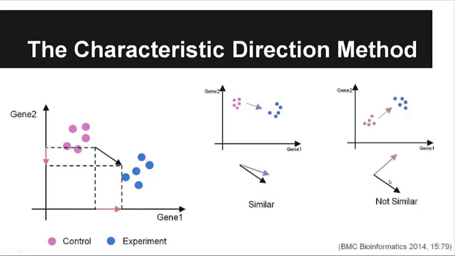So if two directions are aligned together, it means the experiments are more similar. If the angle between the two directions is large, they are not aligned to the same direction, so they are not similar. This similarity and dissimilarity can be characterized by the cosine distance, which is basically a measure of the angle between two directions. So I will use this to measure the similarity between experiments.